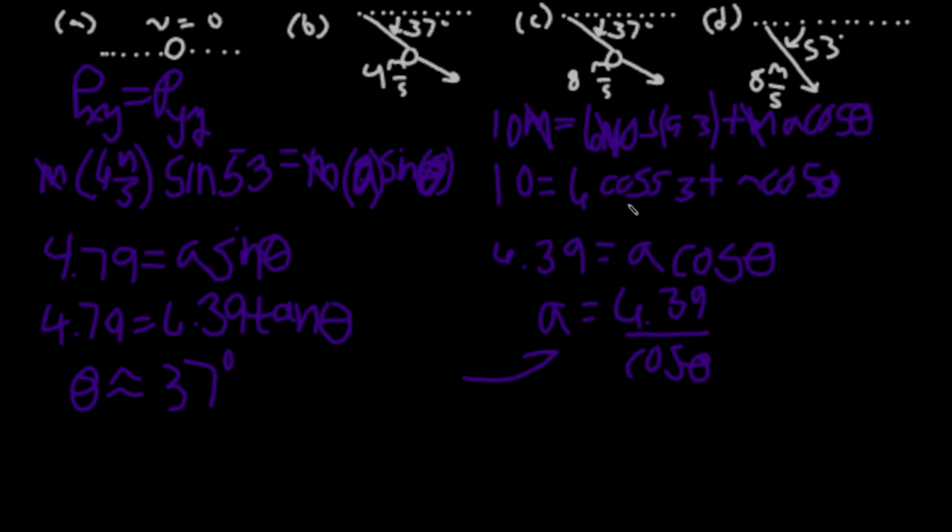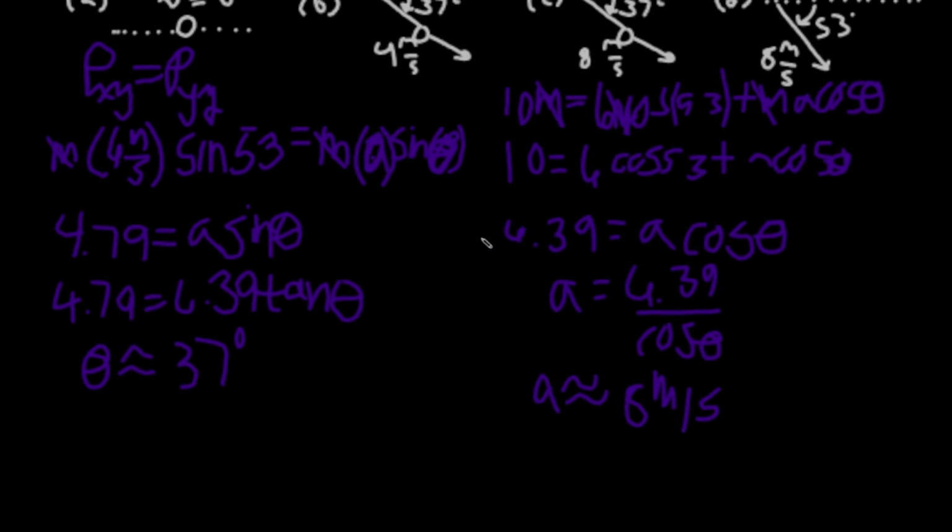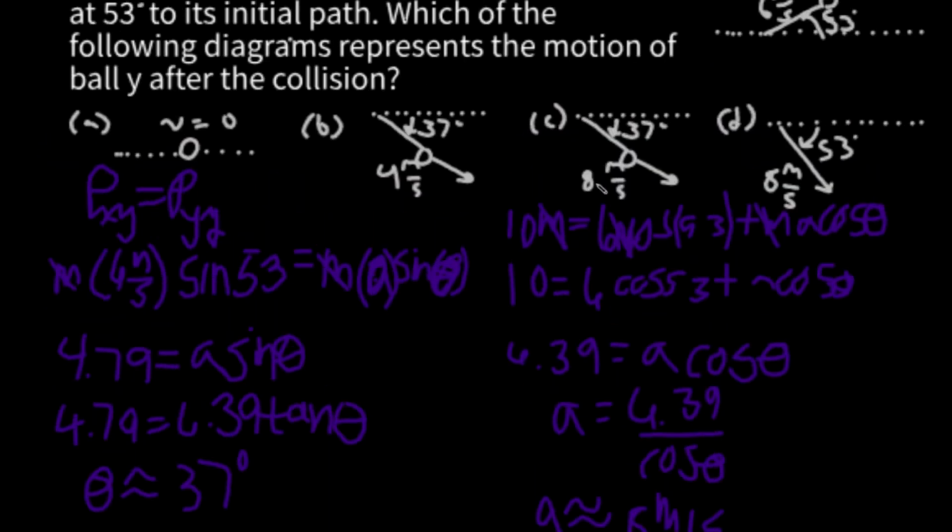Substitute that in to solve for a. So you take 6.39 divided by the cosine of that answer, and you'll get that a approximates to 8 meters per second. So let's go back up here. We need 8 meters per second at 37 degrees. That gives us C.